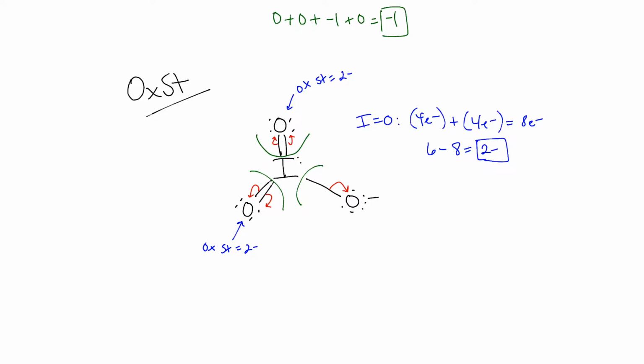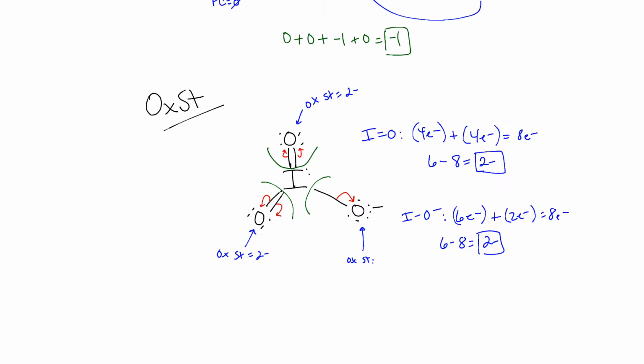Now we're going to do the oxidation state of the single bonded oxygen. So we're going to go I single bond O minus. It has 6 electrons from lone pairs plus 2 electrons from bonding is 8 electrons. 6 minus 8 is 2 minus. What a coincidence. The oxidation state of this negative oxygen is also 2 minus.